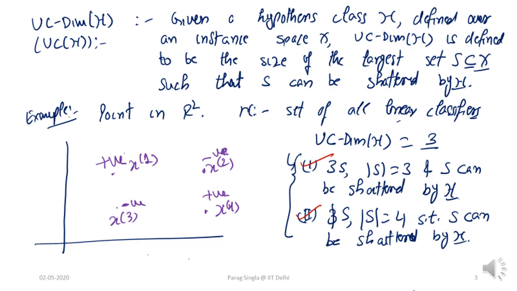But the second condition says that to prove that the VC dimension is exactly equal to D, or 3 in this particular case, we also have to be able to prove that it is not more than 3. And that's where the trick lies, because that's slightly more difficult to prove in general. And why is that? Let us look at this example.